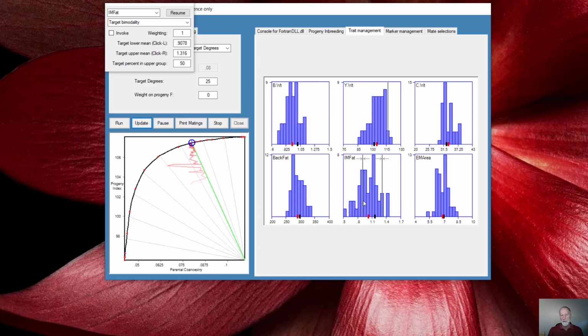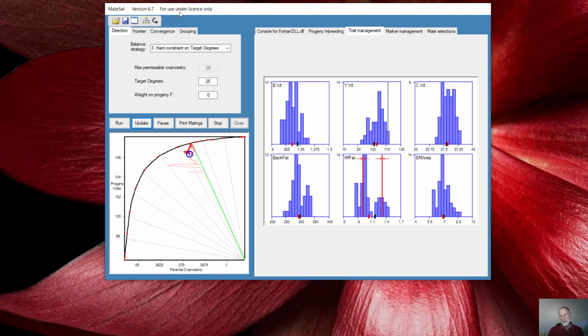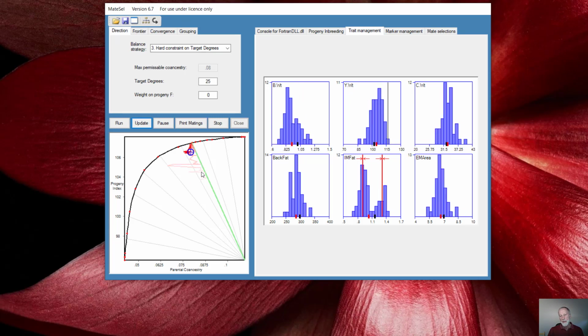So let's say that I want to have bimodality around these two modes. I could enter numerical values for them up here, which I won't do in the interest of time. Let's say we want 30% in the upper group. I click invoke. When I click invoke, you can look down here, you'll see that these grey lines turn to red. And if I click resume, then we are getting that bimodality at some compromise.